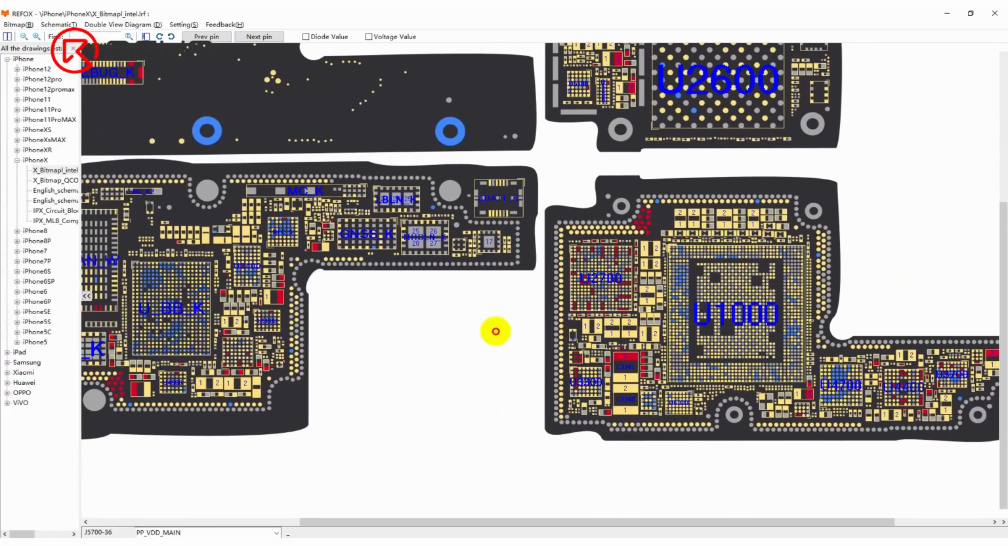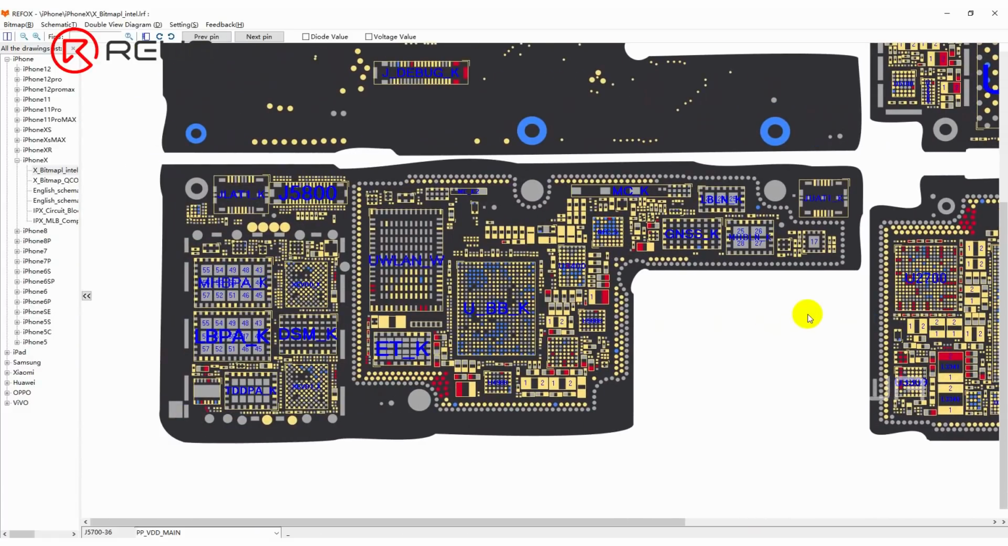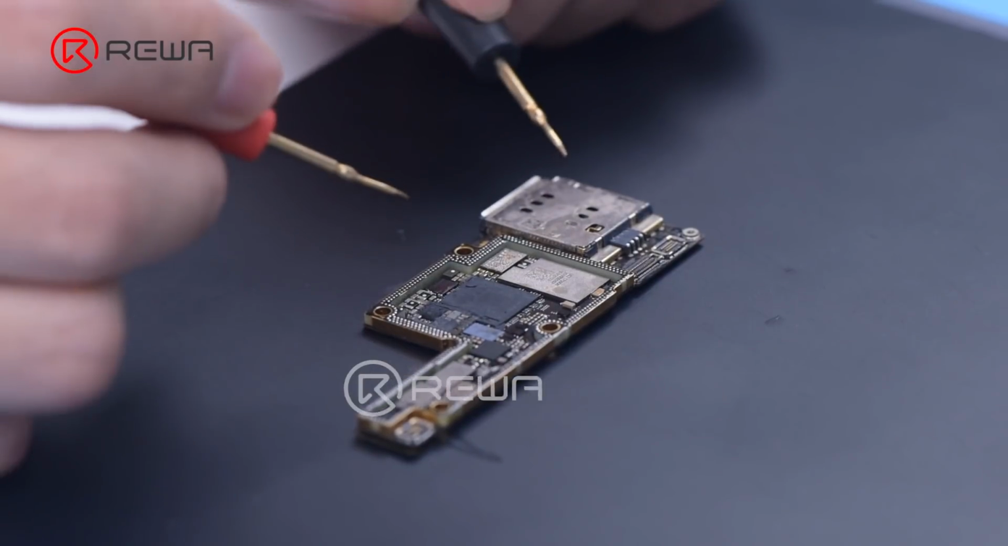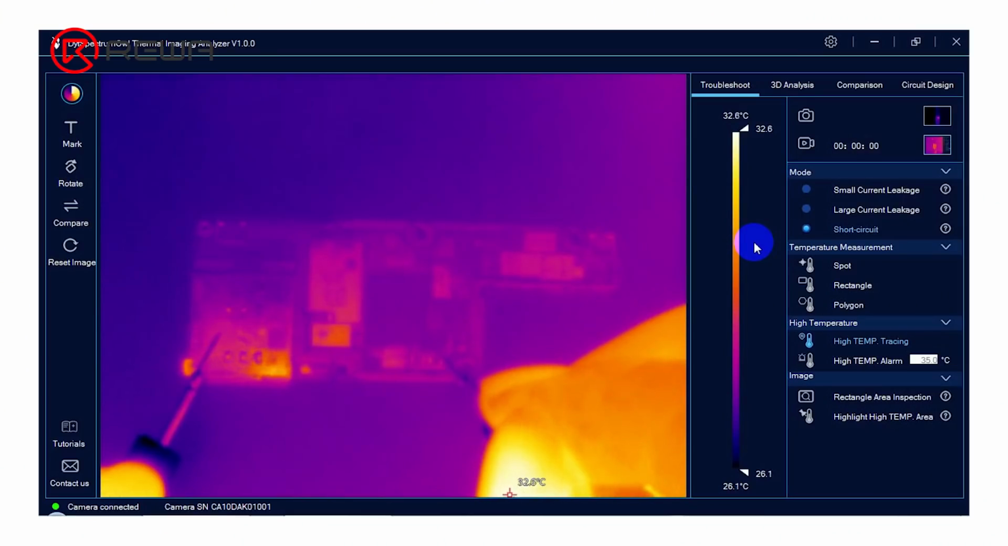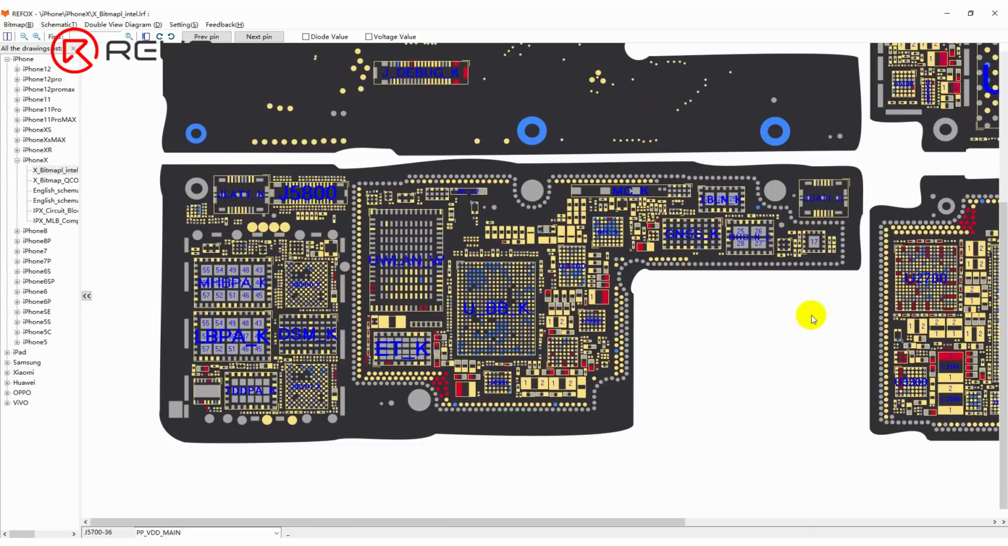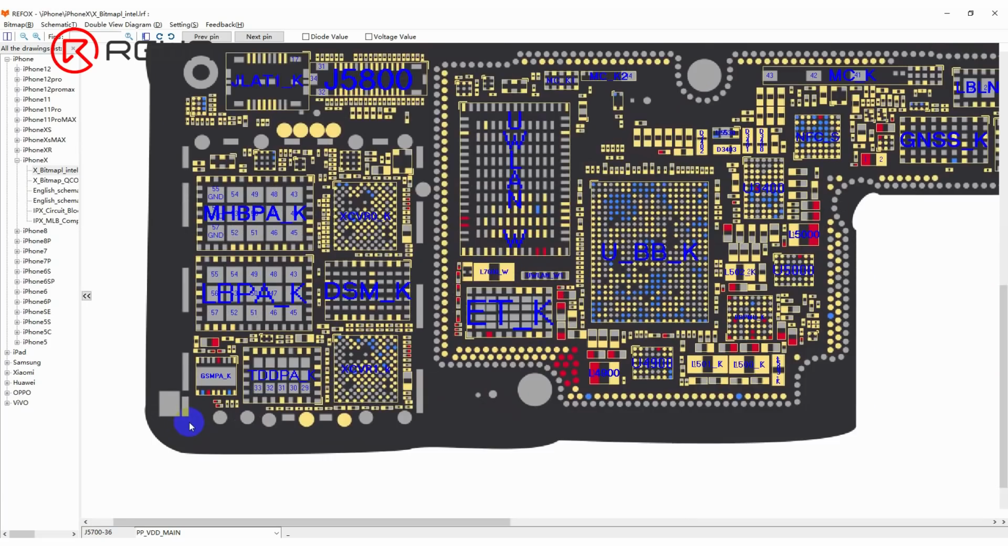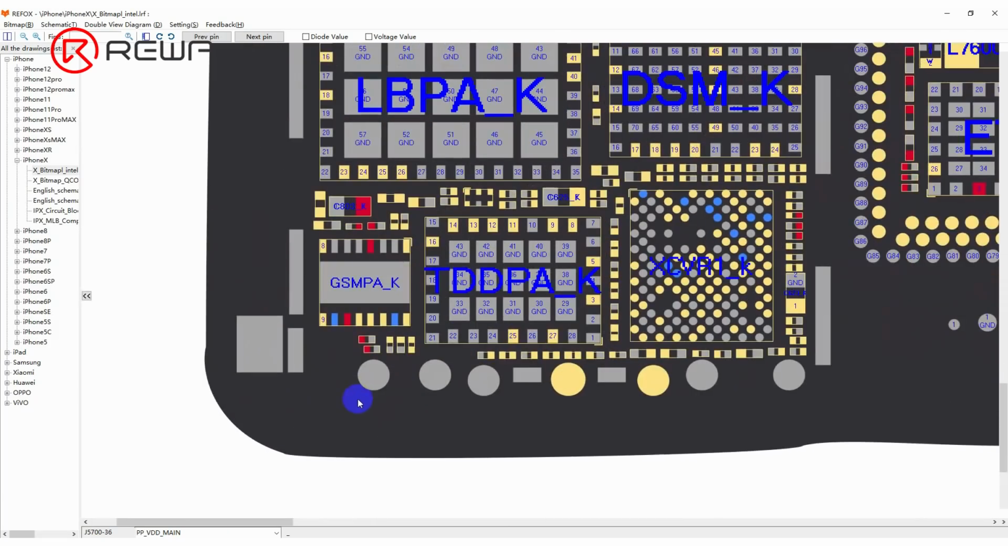Open bitmap to confirm the position of PP-VDD main. Keep checking the signal board with the thermal imager. There is still no obvious change in the temperature. Through the bitmap, we see that PP-VDD main also exists under the card reader. The faulty part is most likely hidden under the card reader.